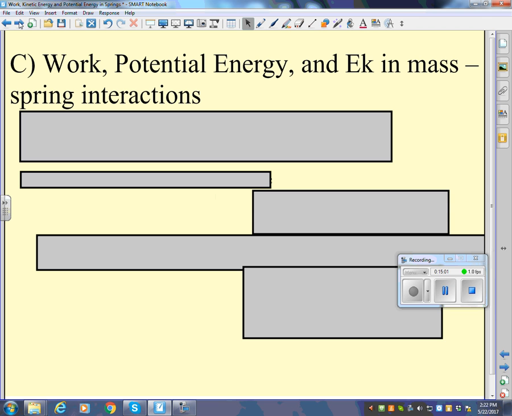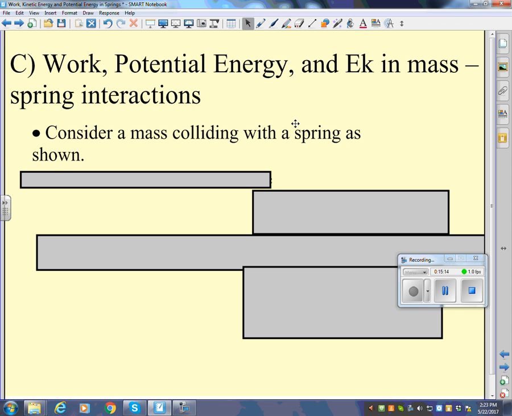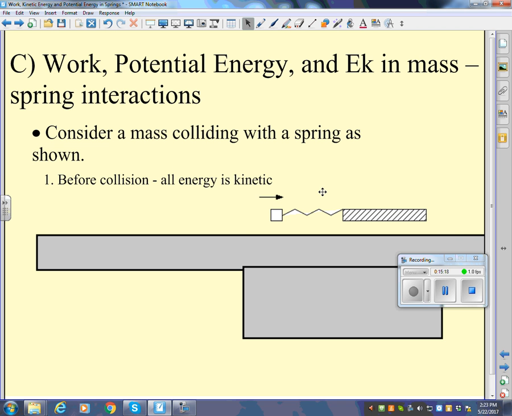Okay, so now let's look at one more thing here. Work, potential energy, and kinetic energy in mass spring interaction. So now we're going to throw it all together in one big pot. Think about a mass colliding with a spring as shown. I'm going to show you the picture right here. So this is my very weak attempt at drawing a spring right here. And the little square has just reached the spring. The spring has not had any compression happen yet.